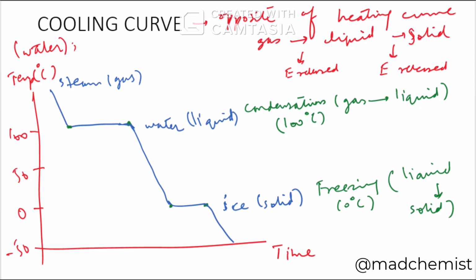So, what is the arrangement of particles? In this form, the particles are present very far apart. They have no forces of attraction. They are spaced very far apart from each other. And when 0 to 100 Celsius arrives, these particles start coming towards each other.